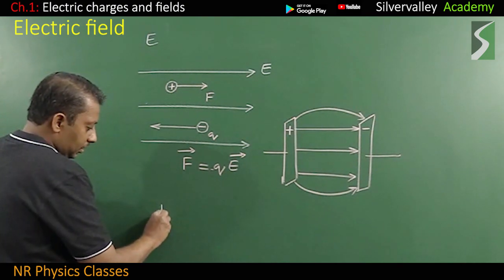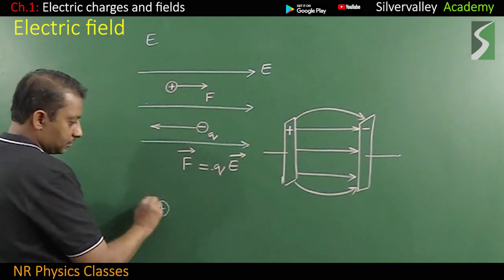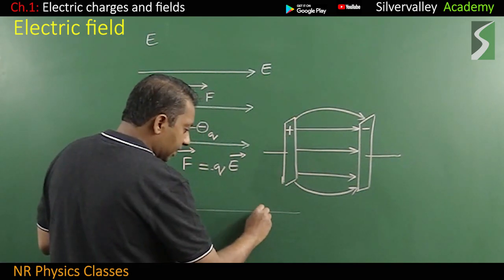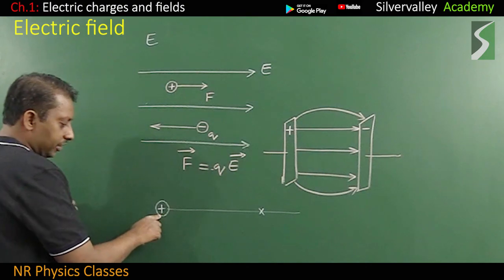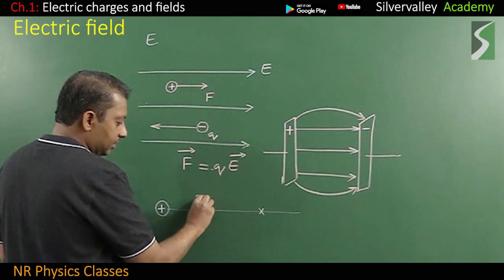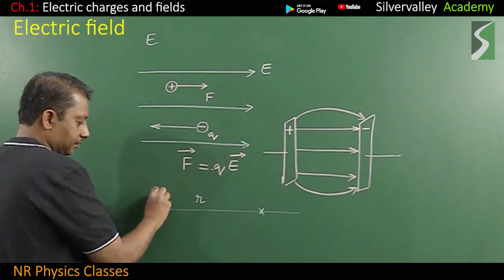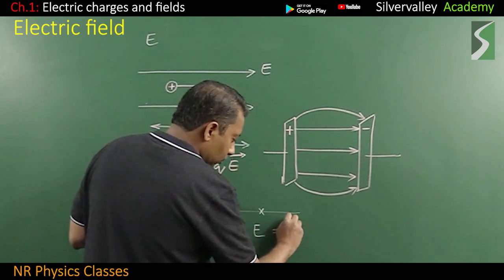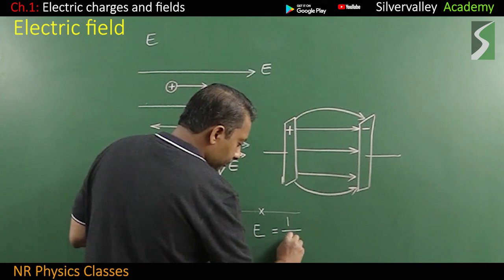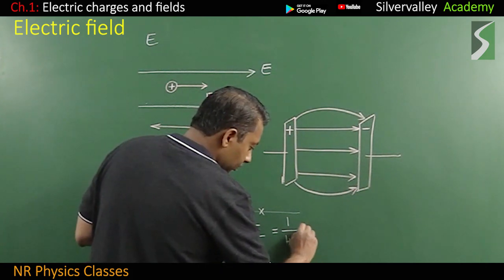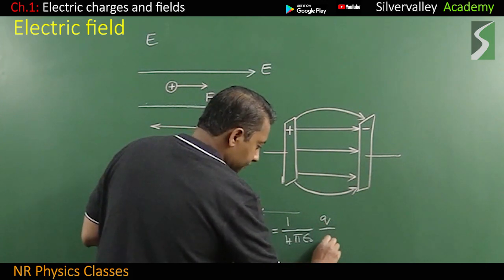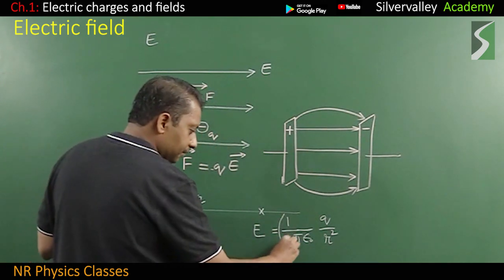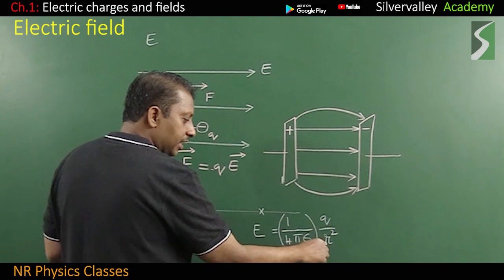Next, if there is a point charge, then the electric field at a point due to this point charge, separated by some distance r, is electric field equal to 1 by 4 pi epsilon naught q by r square. So this is the expression for electric field: charge by distance square.